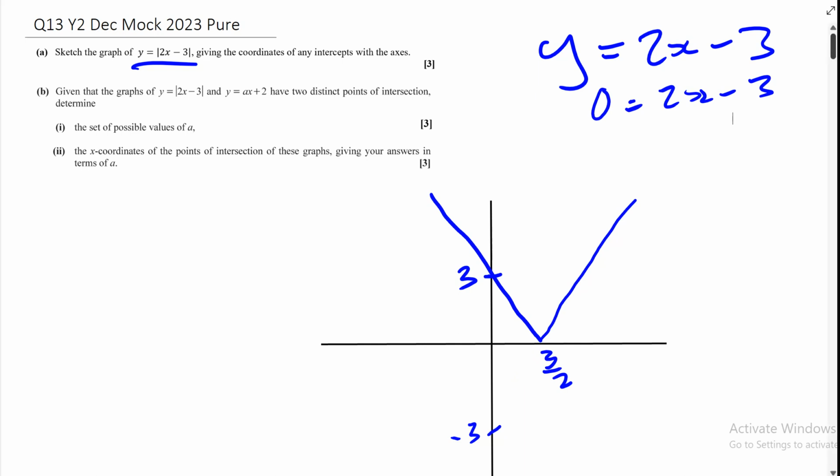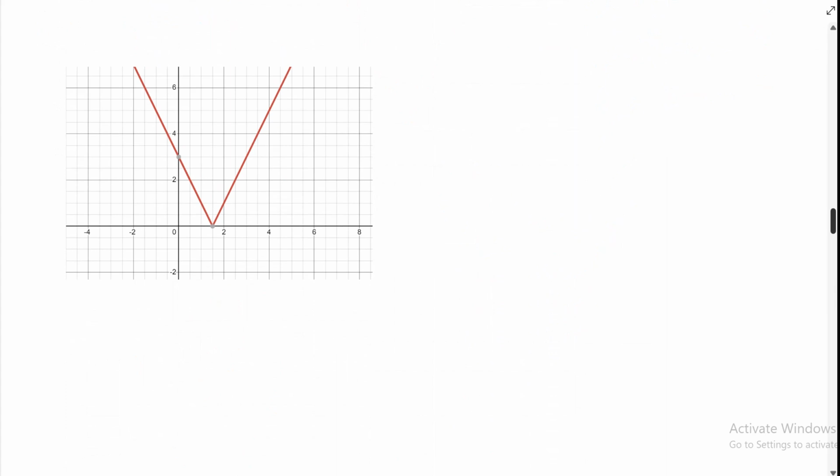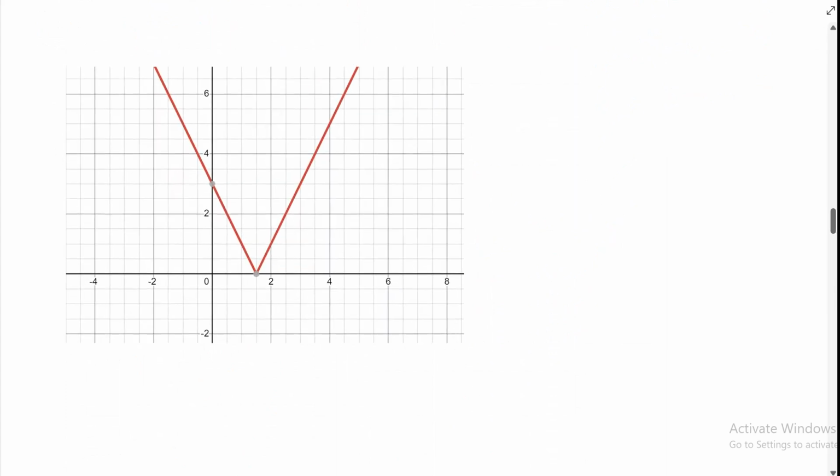So the next bit, given that the graphs of the one we've just drawn and ax plus 2 have two distinct points of intersection, what could a be? All right, let's do this on this graph I've got down here somewhere. Let's just make this a bit bigger then. It's talking about the graph of y equals ax plus 2. Now that is definitely going to go through 2 there, and a could be anything, so we don't know what the gradient is, but we do know there's 2 points of intersection.